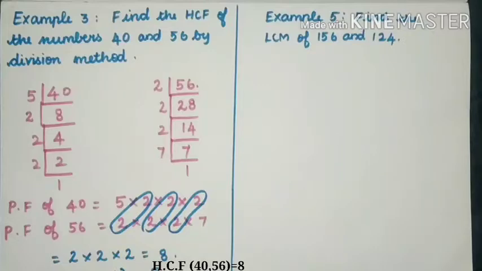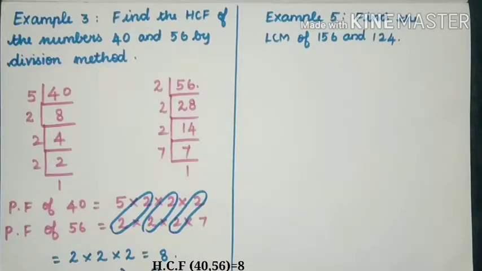Students, is it clear now? To find the HCF, first you have to write the given numbers in division method. Separately, you have to write the numbers 40 and 56. Then you have to find the prime factorization of 40 and of 56. Then you have to write the factors of 40 and 56. After that, you have to find the common factors. Therefore, the HCF of 40 and 56 is equal to 8. Here the common factors are 2 into 2 into 2. 2 twos are 4, 4 twos are 8.